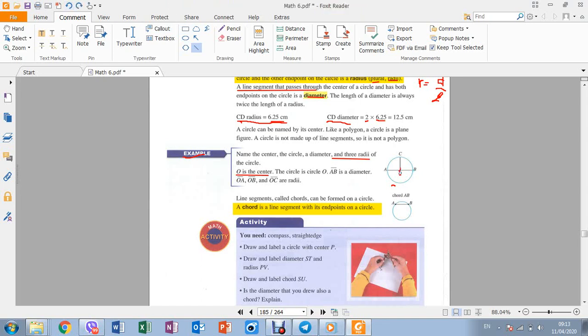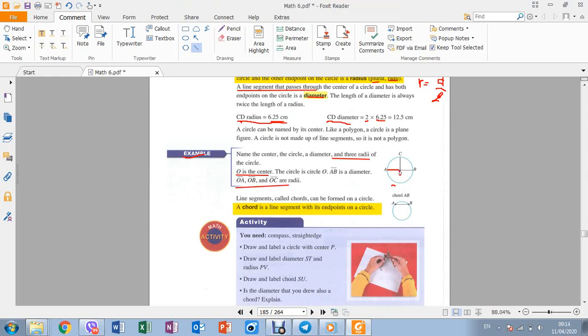OC, okay, a line segment on it. And the last one is OA, okay. So these are all radii: OB, OC, OA. These are radii, okay.